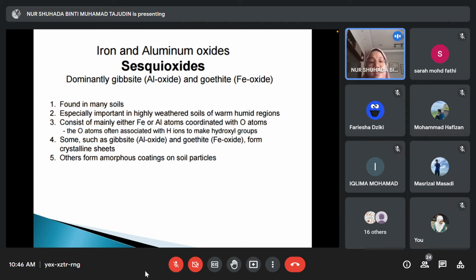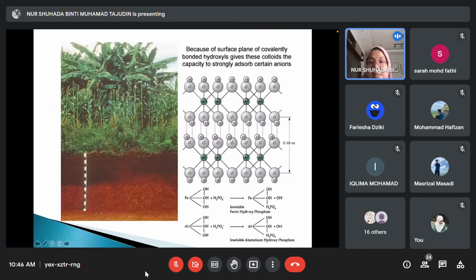It consists of mainly either iron or aluminium atoms coordinated with oxygen atoms. So the structure here is, you see, you have oxygen, you have hydrogen which is attached together, and you have what we call aluminium. This aluminium is attached to the oxygen, that's why we call it aluminium oxide. It's bonded by a hydroxyl.